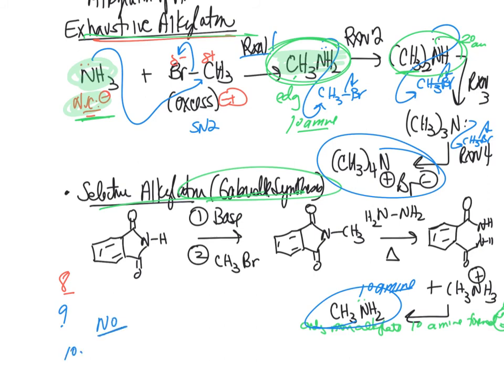Question number 10. Alkylamines are generally weak acids. It takes a large amount of energy to pull off a hydrogen from an amine to form a nitrogen anion. Explain why only a weak base is needed to pull off the hydrogen.